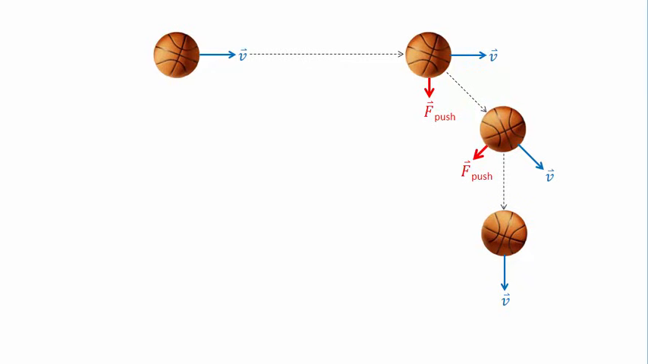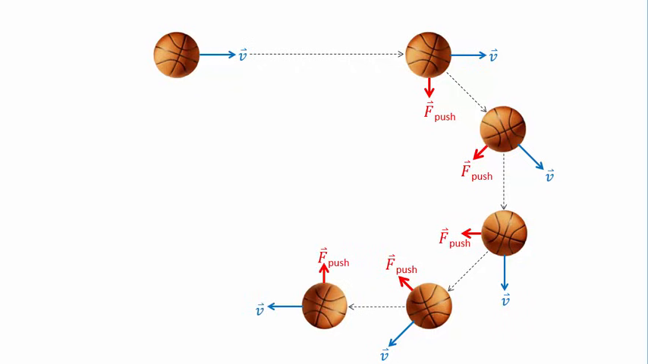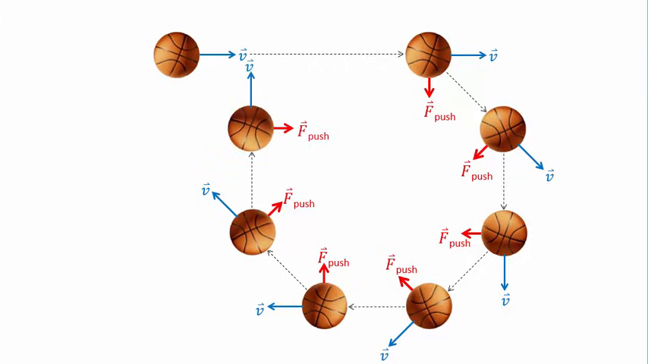So we'll continue this process of applying a force periodically that's perpendicular to the ball's velocity, and each time the ball's direction will change, but its speed will not change. So here's the new force, and the new direction, it winds up here, and then a new force, a new direction, and so on. And so the ball continues to go around, making a circular path.